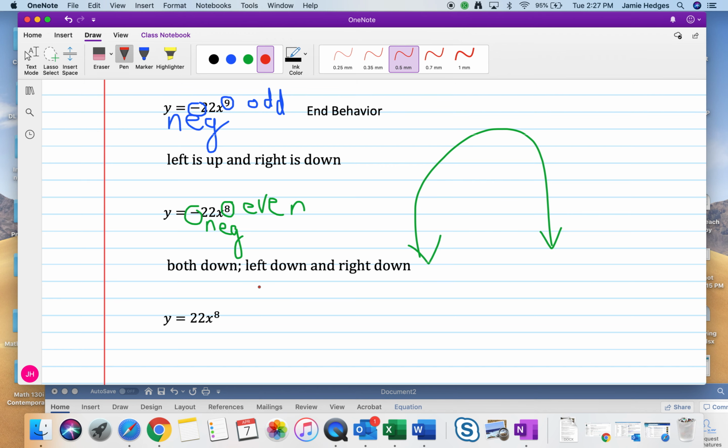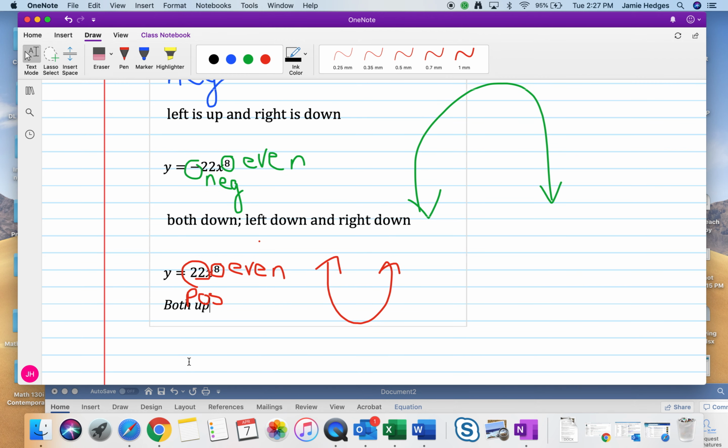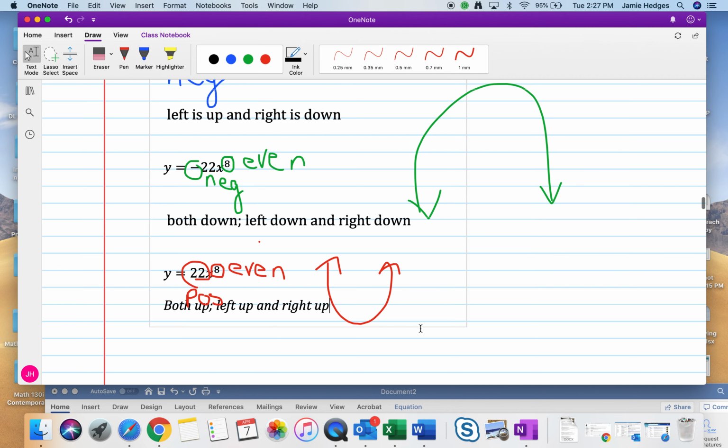All right, last one that I came across in the quiz. I've got an even number again, so that means they're going in the same direction. But now 22 is positive. Positive means up. So my graph is going to look like this. I might say that both of them are going up, or I could say left up and right up.